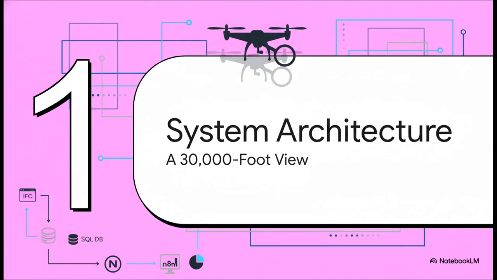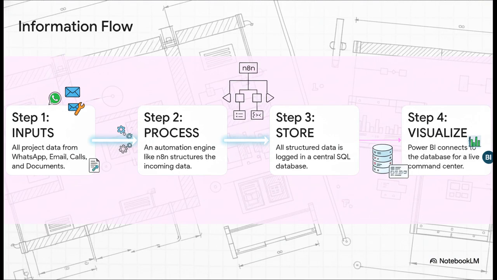Okay, first things first. Let's get that bird's-eye view of how information is going to flow through the system we're about to build. Understanding this big picture is absolutely key. The beauty of this architecture is just how simple it is. We take all the unstructured stuff from the field, BIM models, emails, even WhatsApp messages. Then we use a processing engine like N8N or Make to actually parse and structure all that data. From there, it all gets stored in a clean SQL database, our single source of truth. And finally, we connect that database to Power BI to create our live dashboard. It's a simple four-step journey from total data chaos to development clarity.